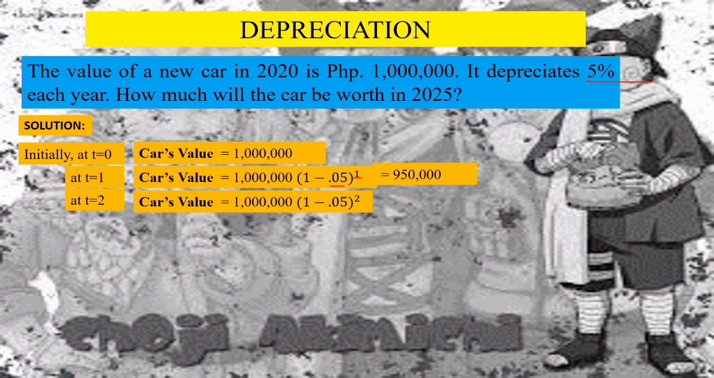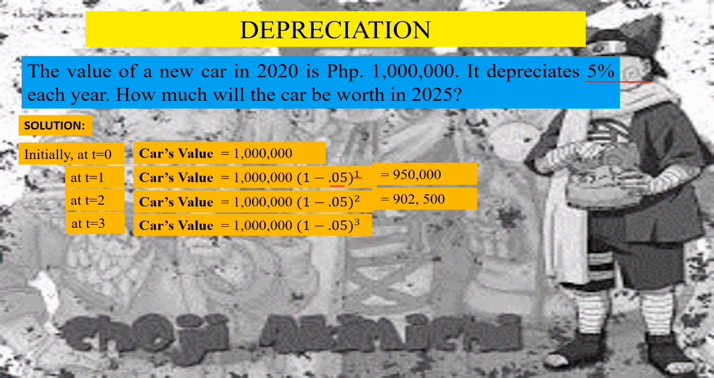So, 2 years nga siya, kaya pinalitan natin yung exponent ng 2. So, ilan na? Tama, 902,500. How about at t is equal to 3? Magkano na yung sasakyan mo sa 2023? So, ayan. So, magkano na siya? So, 857,375. So, konti lang. Yun na bawas.